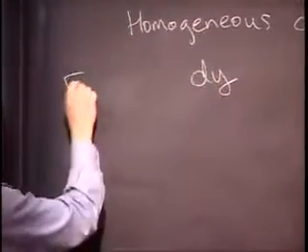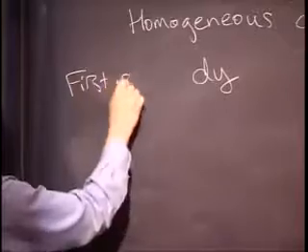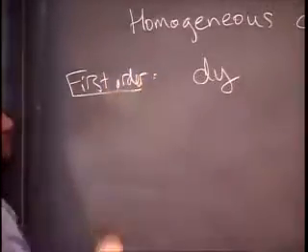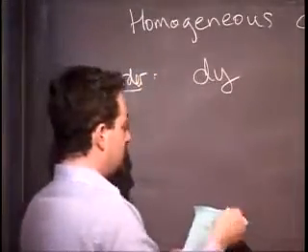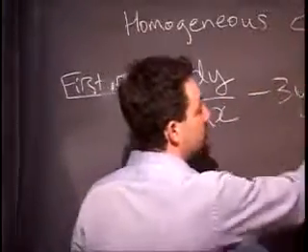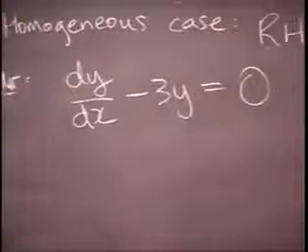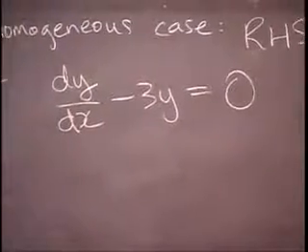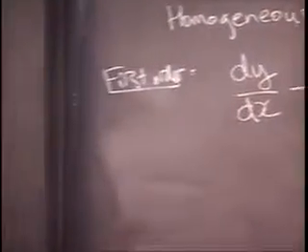So let's look at a simple example of first order. We may have an equation that looks like this: dy/dx minus 3y equals 0. I'm not allowing x stuff there. So how do we solve this? Well, we actually just write down the solution. We've seen what the solution is.